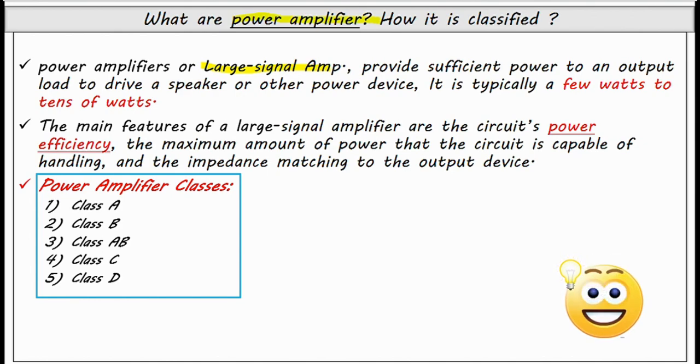Power amplifiers are class A, class B, class AB, class C and class D. In the next slides we will talk about all these types of power amplifiers. Let me remind you of the small signal amplifier. Small signal amplifier outputs are only up to a few milliwatts, and an example of a small signal amplifier is the RC coupled amplifier.